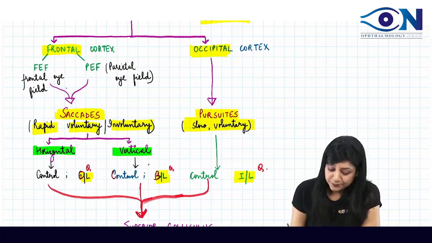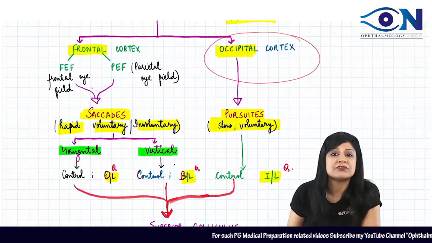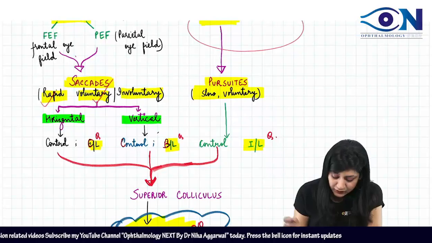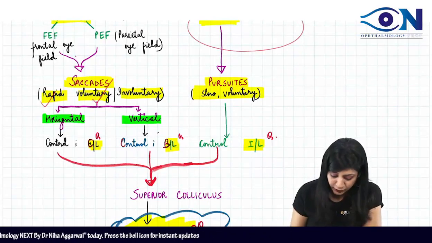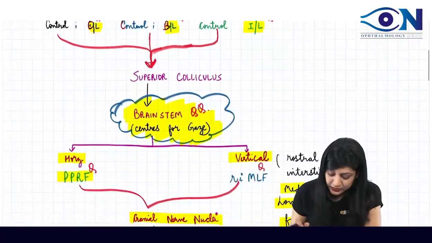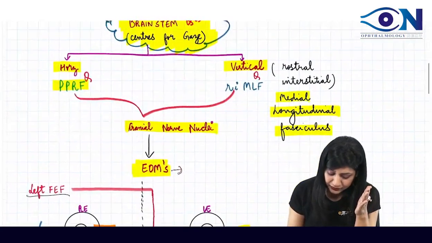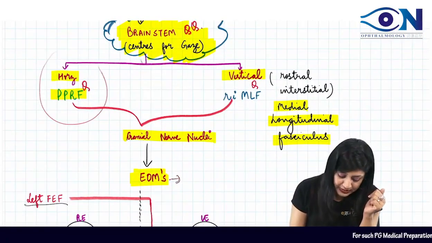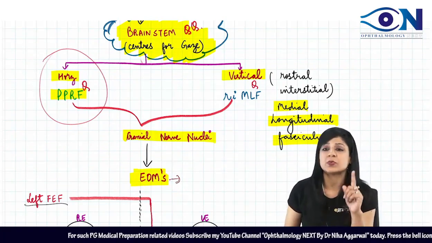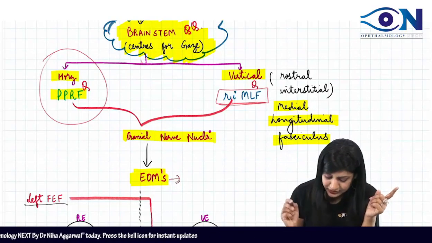If you look here, the occipital cortex is actually responsible for your slow and voluntary movements, while the frontal cortex is involved in the rapid as well as the voluntary movement. So we have got both the controls, horizontal control as well as vertical control, and then it is going to the superior colliculus. From the superior colliculus, it is going to the brainstem, and then we have got the centers for the gaze. For horizontal, we have got the PPRF, which is controlling at the level of the 6 nerve nucleus. For vertical, we have got the rostral interstitial medial longitudinal fasciculus, right?